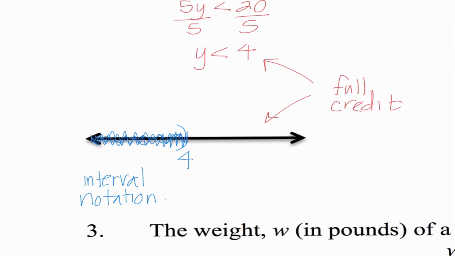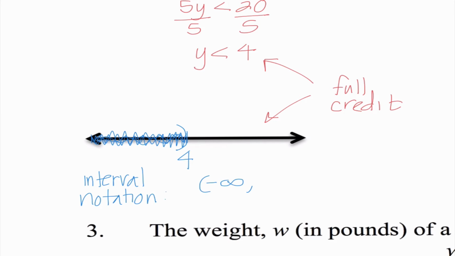So when I read a number line, I always start from the left. As I travel, I notice that everything over here is shaded. So I need to think, what's the smallest number that's shaded? And the smallest number in the world is negative infinity.